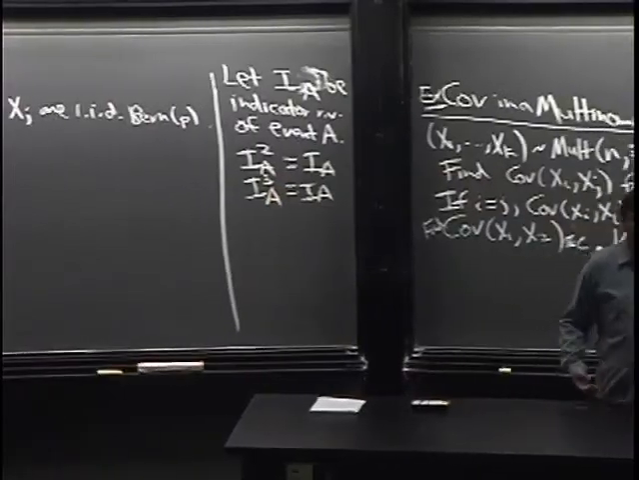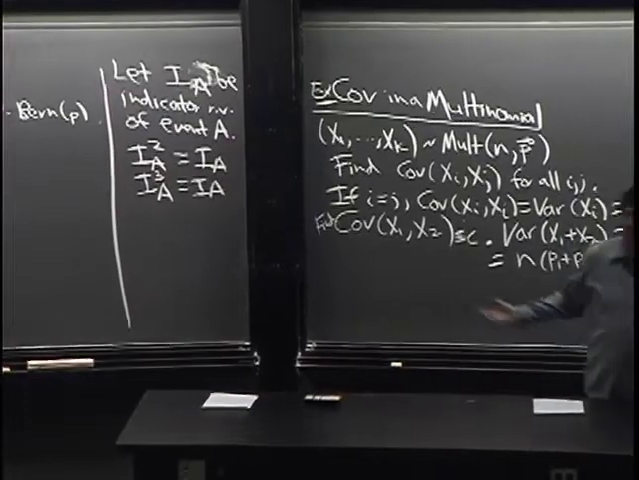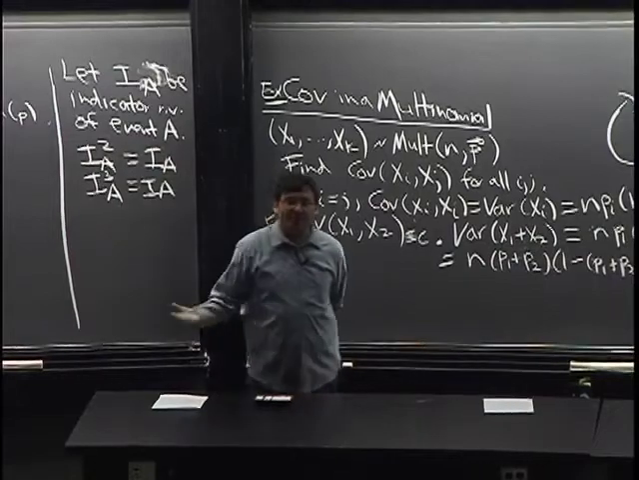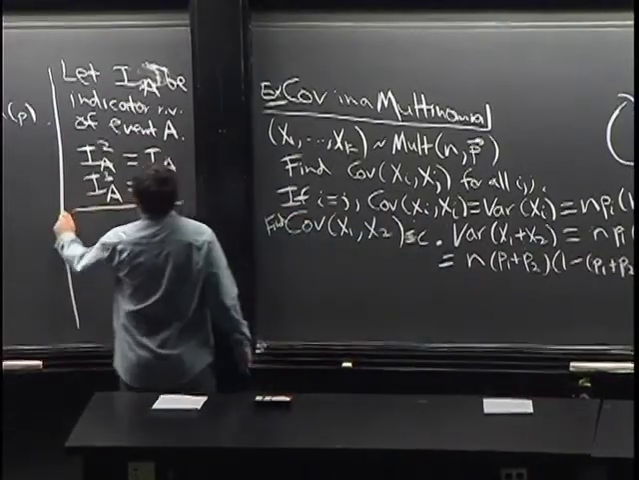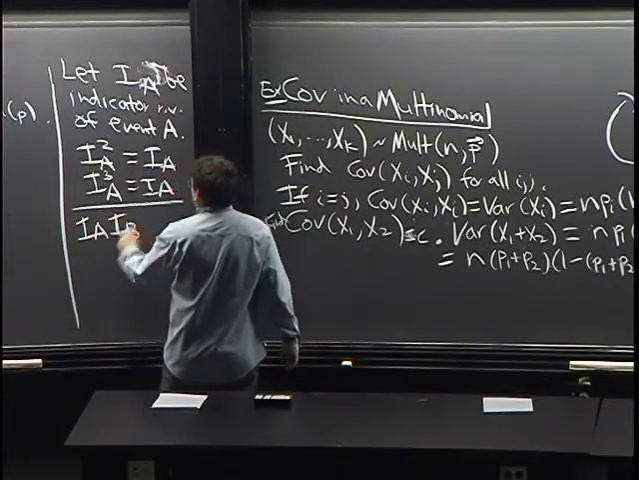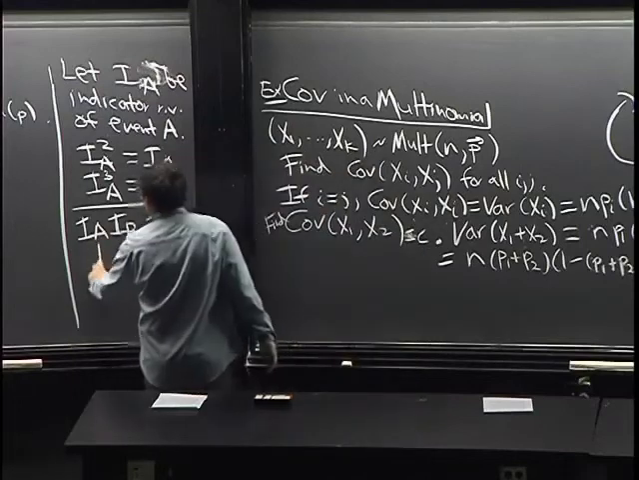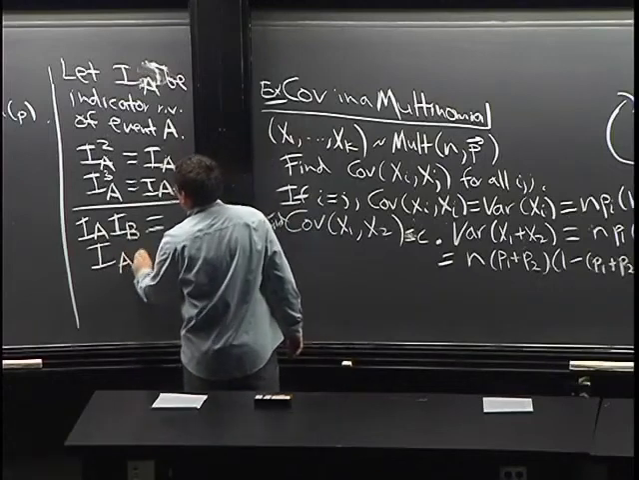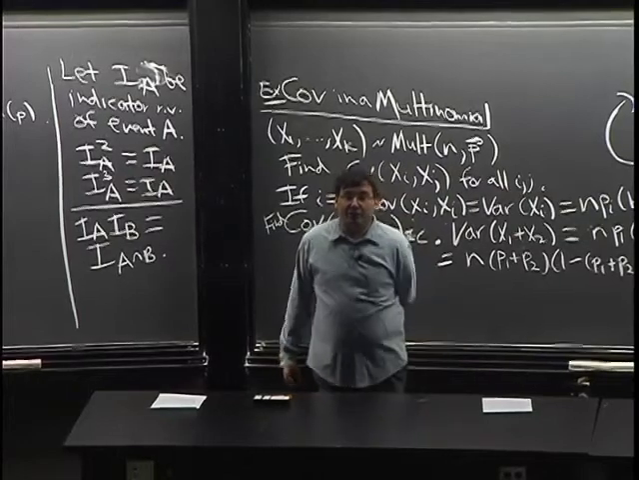It's 0 or 1. This is a very, very simple fact, but I've seen it get overlooked many times, so I'm emphasizing it now. Take any positive power, nothing happens because it's 0 or 1. Now let's look at something else. I_A times I_B, where A and B are both events. How would you write that as one indicator random variable? Intersection. An extremely useful, simple fact, but it often gets overlooked.